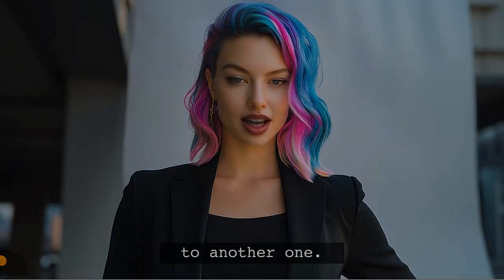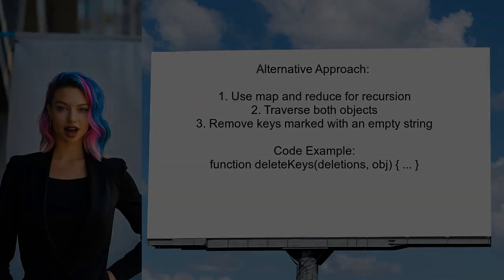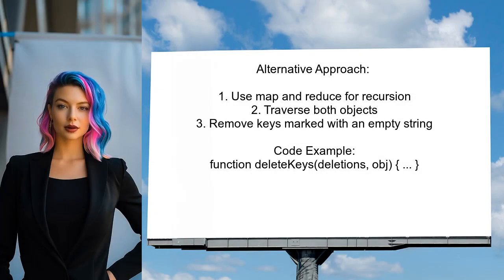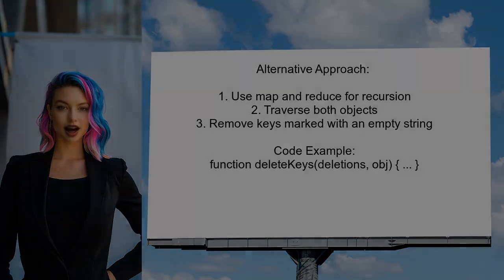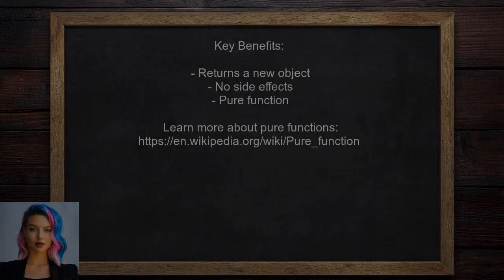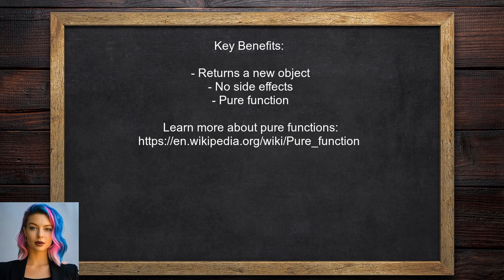Let's move on to another one. This alternative solution uses functional programming techniques, specifically the map and reduce functions. The approach involves recursively traversing both the deletion object and the target object to remove keys marked with an empty string. The function returns a new object without modifying the original, ensuring no side effects occur. This makes it a pure function, which is a key benefit of this approach.